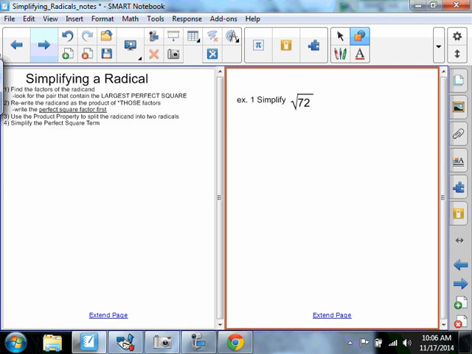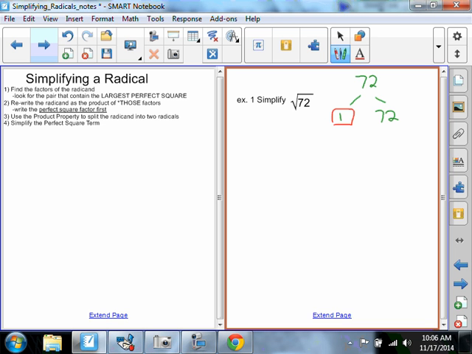In our first example, we're going to be simplifying the square root of 72. So remember what step 1 asks of you. Step 1 says you've got to find factors of 72. 1 and 72. And let's ask ourselves, are there any perfect squares there? Well, yes, there is. 1 is actually a perfect square. But we're not looking for any old perfect square. We're looking for the largest perfect square. So let's keep on trucking.